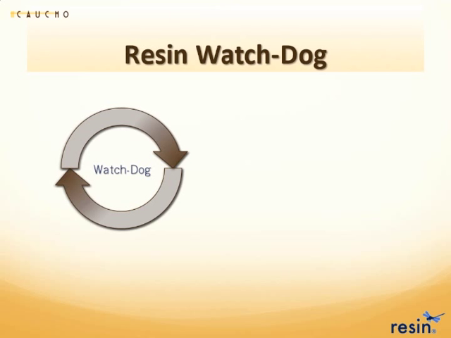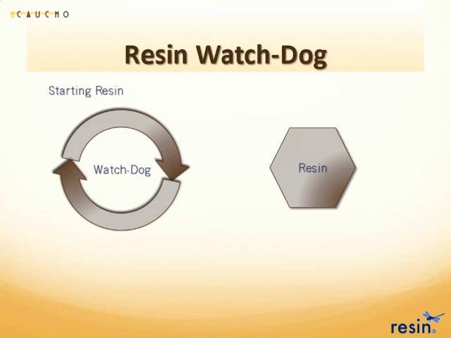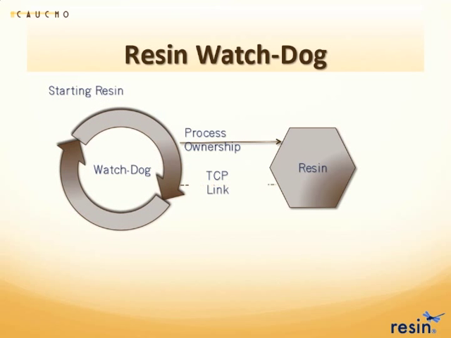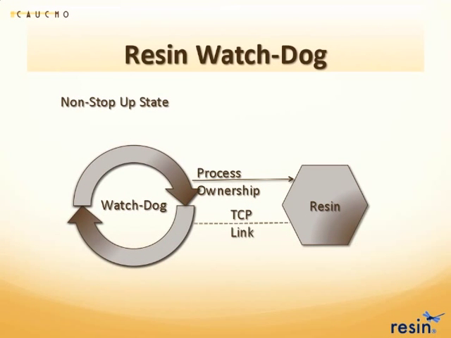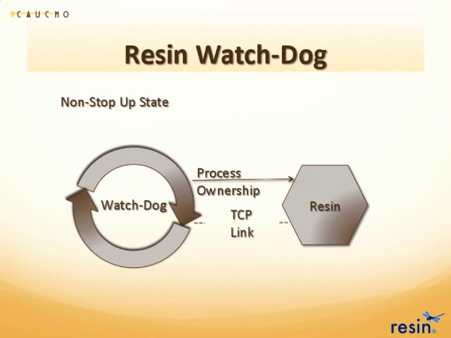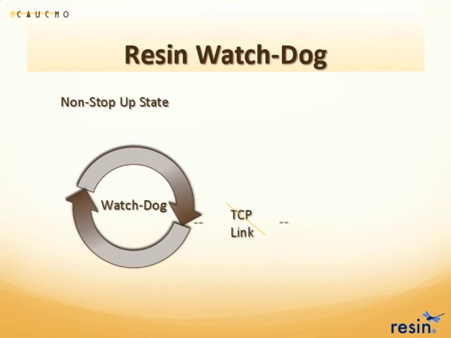Resin Watchdog is part of the Resin Health System. Resin Watchdog is a lightweight process that starts up Resin Java Application Server. The Watchdog process uses the same tricks clustering software uses to make sure that the Resin Application Server stays up. If the socket connection goes down, then Resin gets restarted. If the child process goes away, then Resin gets restarted. If the ping over the socket connection is ignored, then Resin gets restarted.